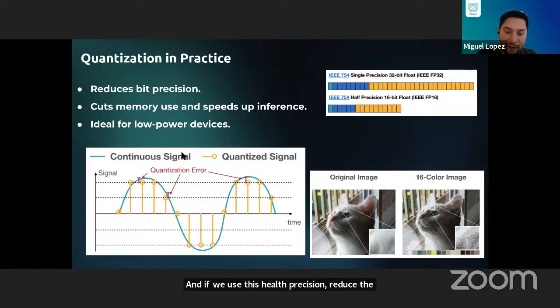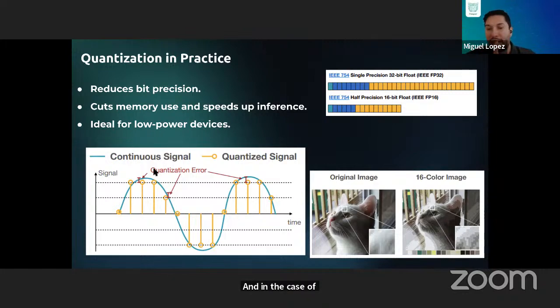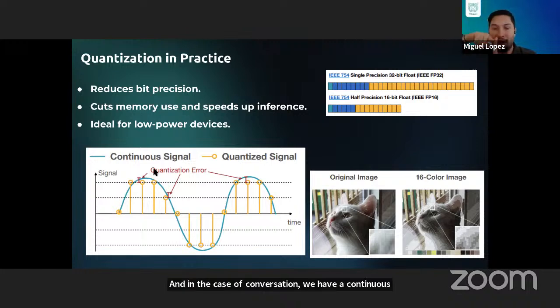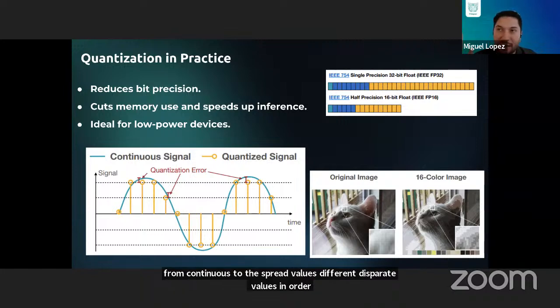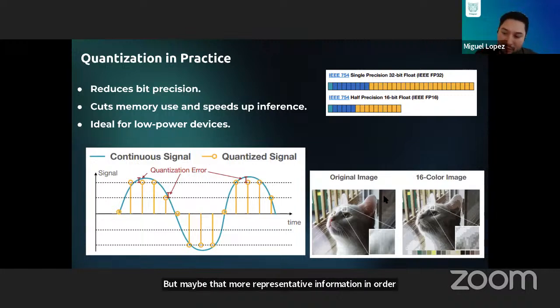And in the case of quantization, we have a continuous signal, and that signal we are quantifying. As we can see, we are passing from continuous to discrete values, different discrete values, in order to not lose all the information, but maybe keep the most representative information in order to solve the problem. And it is similar to this CAD image we saw before, okay?